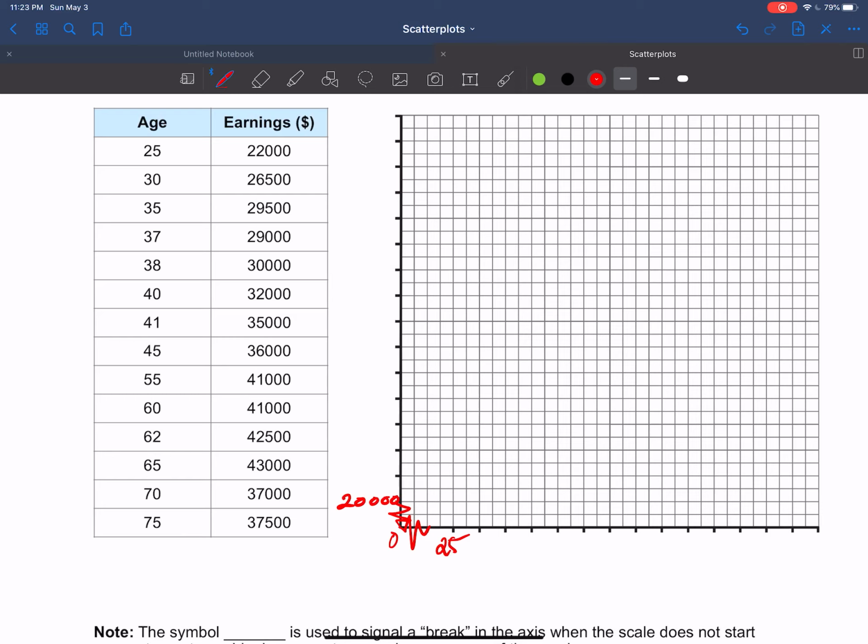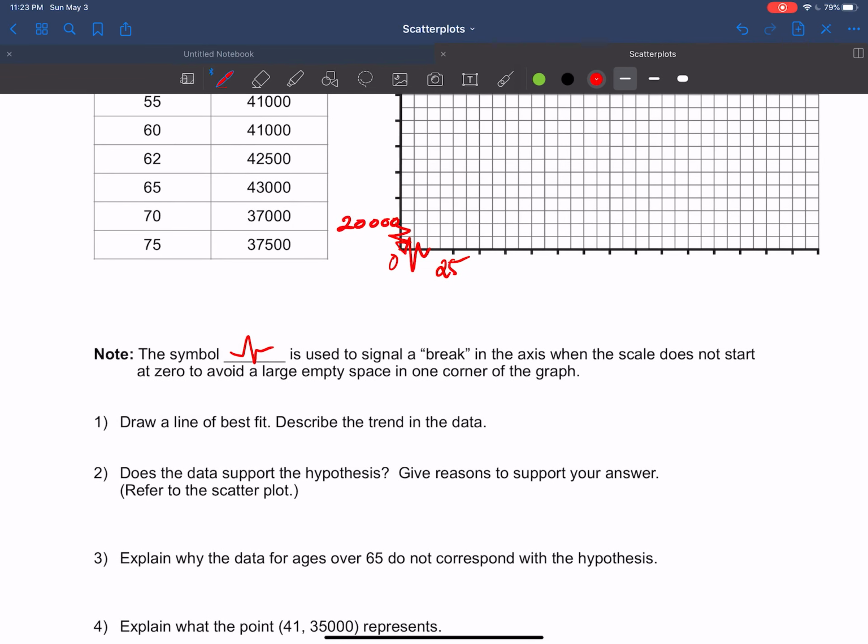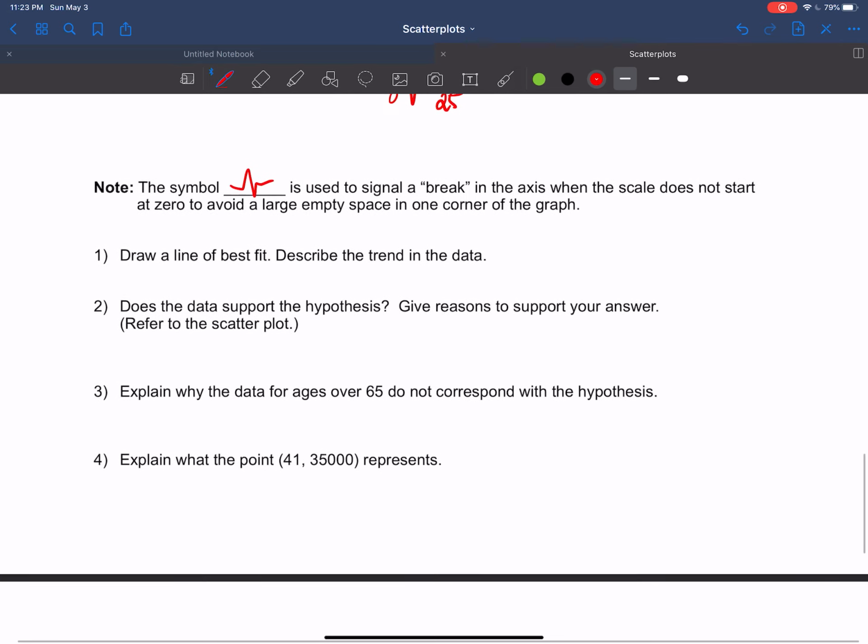So if there's a large gap from the beginning, from 0 to wherever you're starting, just use that break, and then you won't have to waste a lot of your real estate on your graph. And again, I'm not going to go through it in the video, but you can see what I used on the scale on the bottom and the top and what the graph looks like. Okay, so again, this symbol here is the break symbol, and once you do the graph yourself and look at all these things, you can answer these questions and look at the PDF for the answers.